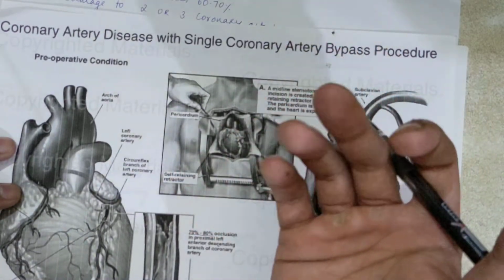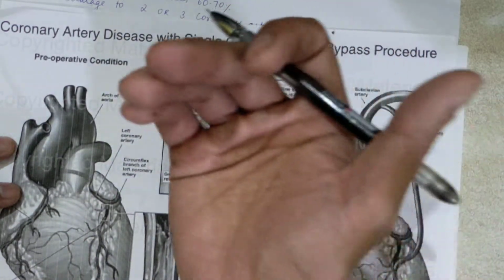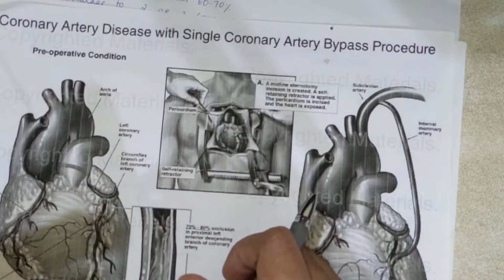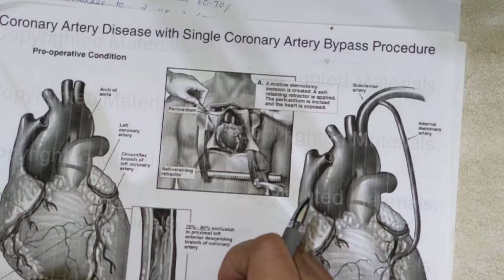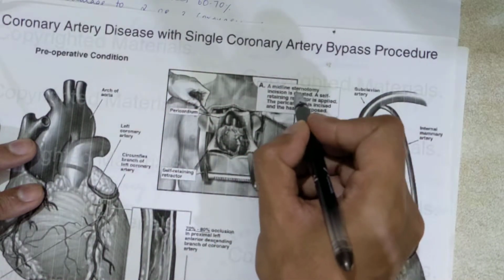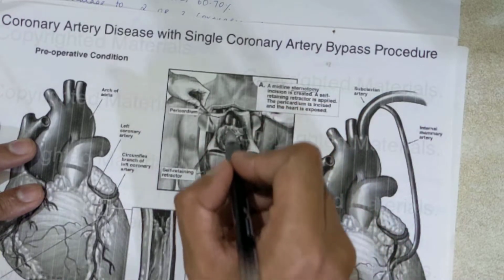There can be many, that is 1, 2 or 3 coronary arteries can be damaged due to these occlusions, or they can be narrowed. So we have to perform 2 or 3 coronary artery bypass surgeries. Clear? You can see in this we do the sternotomy. We cut the sternum from the midline.